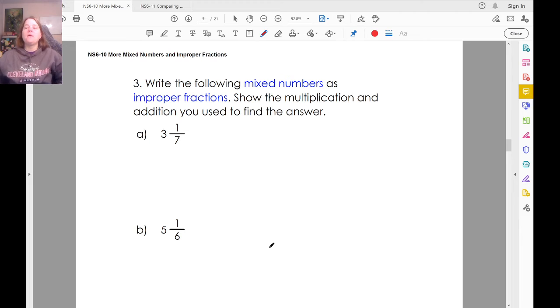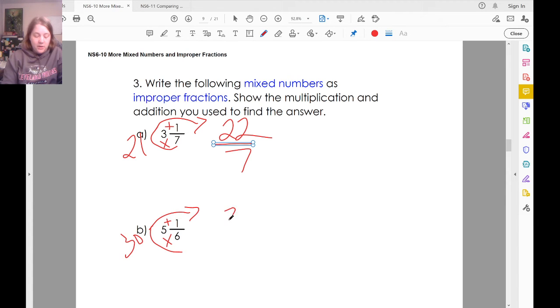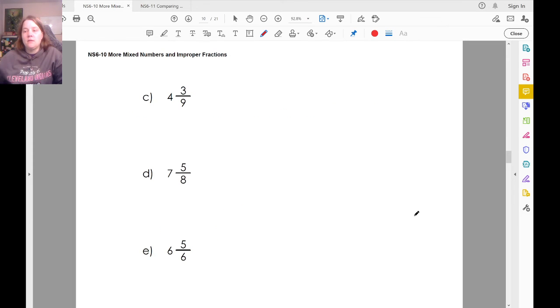Welcome back. So let's use that same strategy we've been using. 3 times 7 is 21, plus 1 is going to be 22. So 3 1/7 is the same thing as saying 22 over 7. 5 1/6: 6 times 5 is 30, plus 1 is 31 over 6. Go ahead and try these, and we'll talk about it.